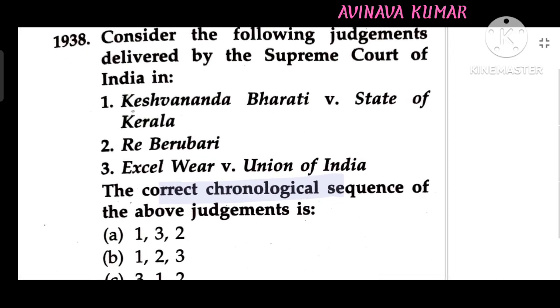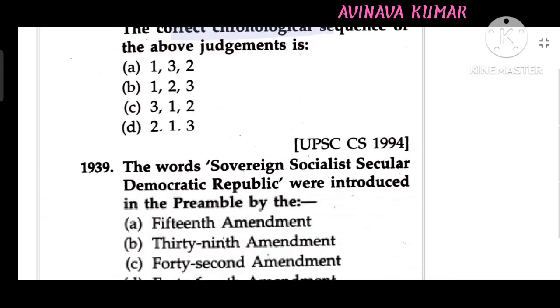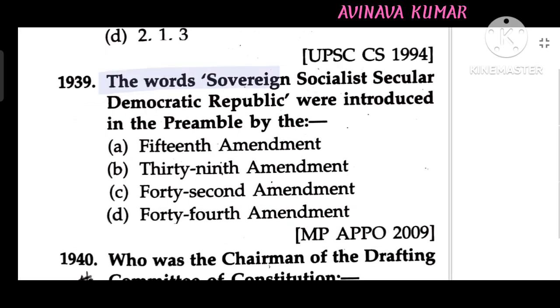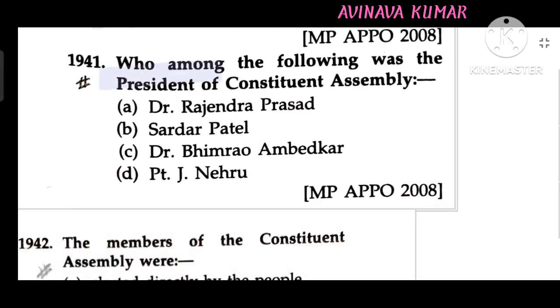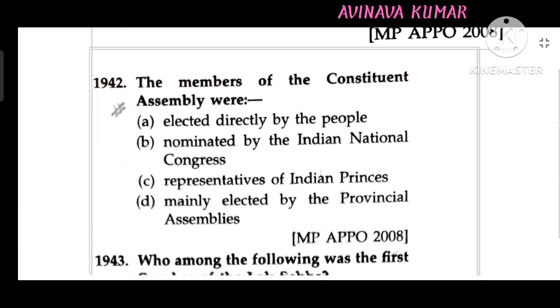Chronological order: Berubari, Kesavananda Bharati versus State of Kerala, Ajay Hasia versus Union of India. The words sovereign, socialist, democratic republic were introduced in the preamble by the 42nd Amendment. Who was the first chairman of the drafting committee? B.R. Ambedkar. Who among the following was the president of Constituent Assembly? Dr. Rajendra Prasad.